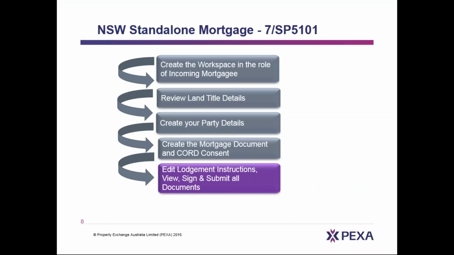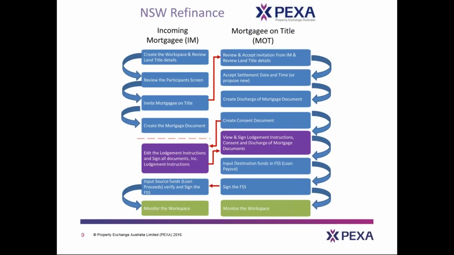I'll just quickly show you on the screen now that in a refinance, those steps that we just completed for a mortgage are pretty much the same in a refinance as well. So you can see here we still create the workspace and review the land title details. We still check the participant screen or create our party on the participant screen. And we still create our mortgage document. The only thing that we didn't do in that scenario was invite in the mortgagee on title, which is what you would do in a refinance scenario. So there's only like one new step there that you would have to step through.